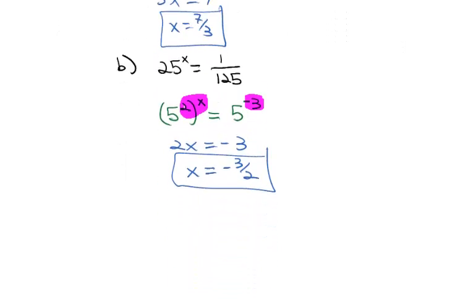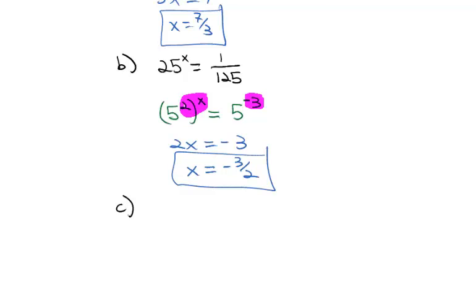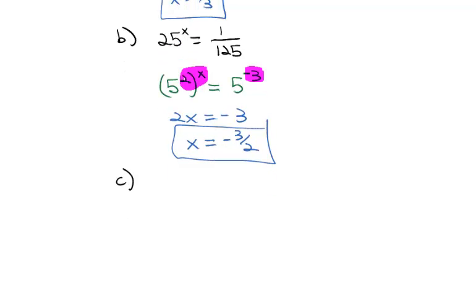Let's try one more that's a little more involved than that. How about we try 16 to the 2x plus 3 equals 32 to the 5x plus 3.